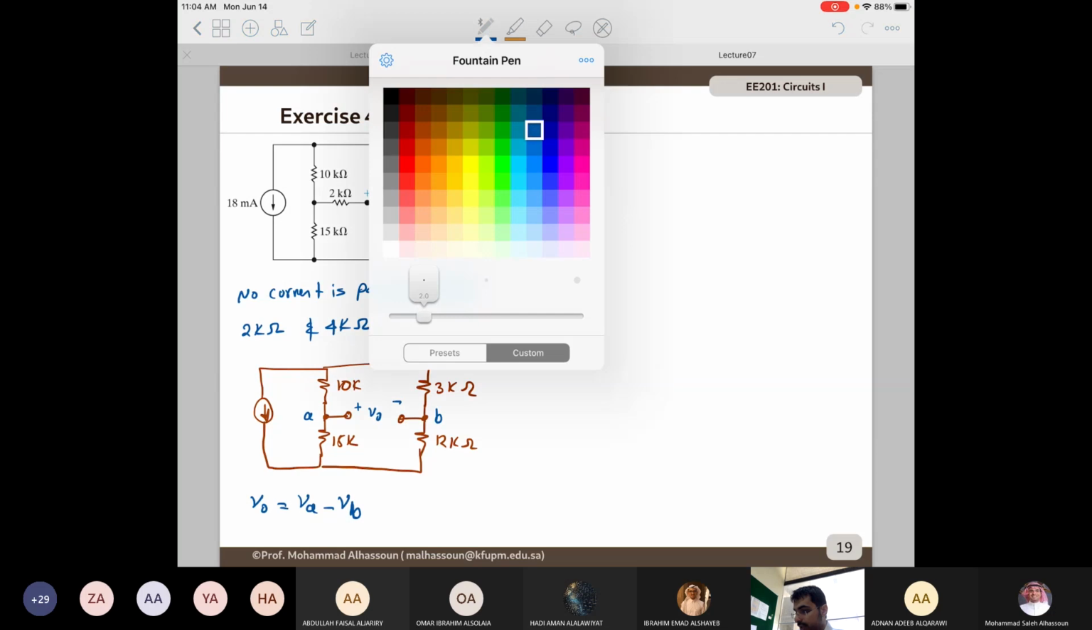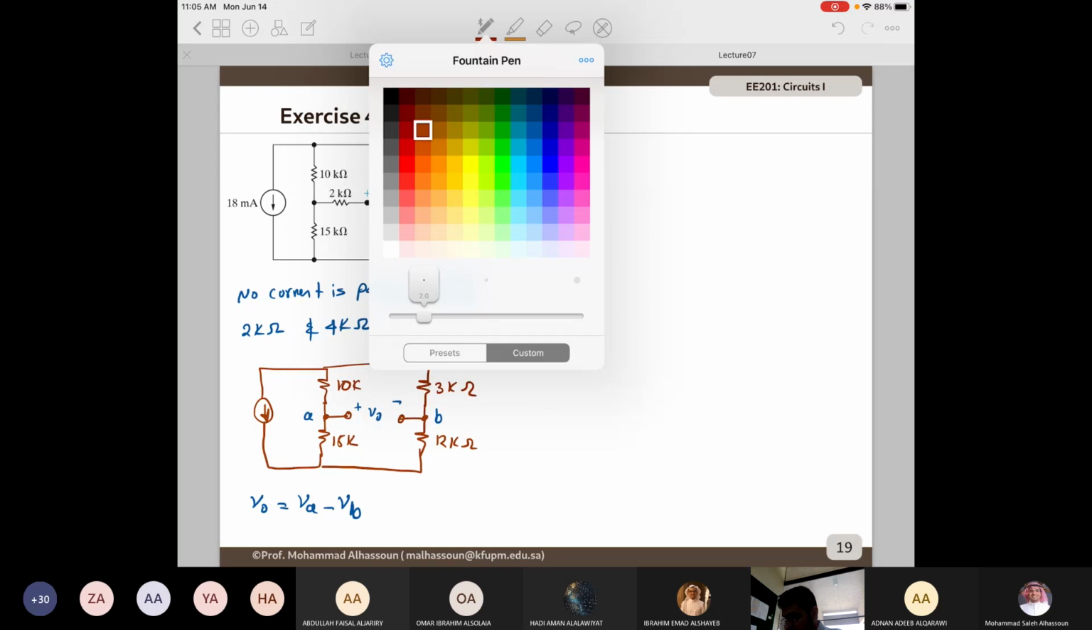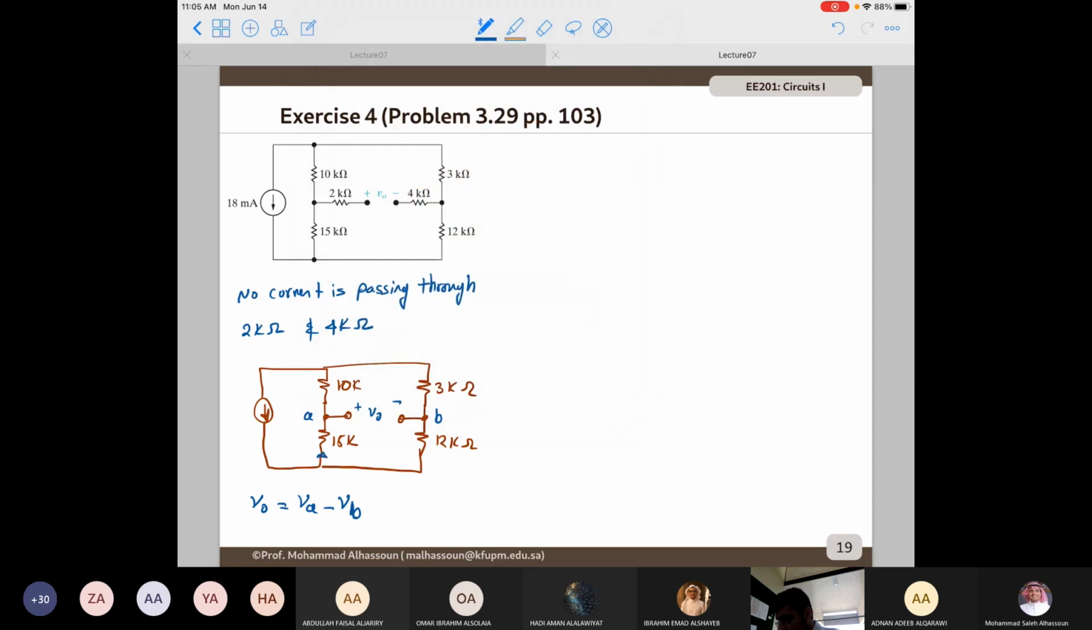In order to do that, I need to apply KCL. I need to apply the current divider law here to find I1 and I2. From the current divider law, I can find the voltage using Ohm's law. And once I have found the voltages, I can use this expression to find V naught.